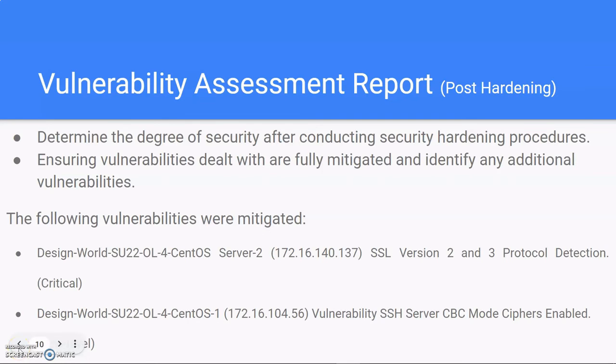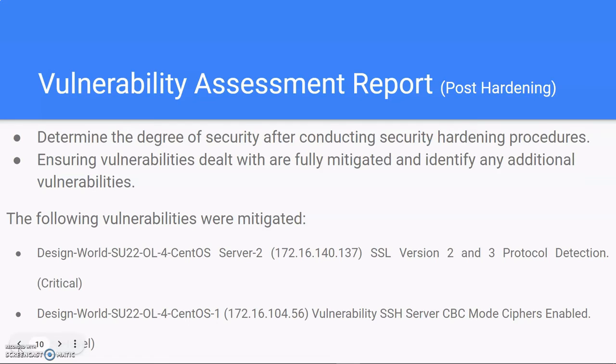After hardening procedures were conducted, a post-hardening vulnerability assessment had to be conducted to determine the degree of security within the system. The purpose of this assessment is to identify vulnerabilities and the vulnerabilities that were mitigated and provide recommendations to improve overall security posture.